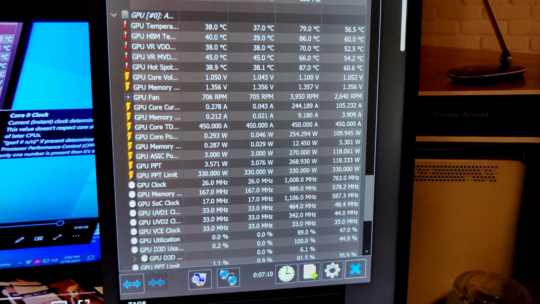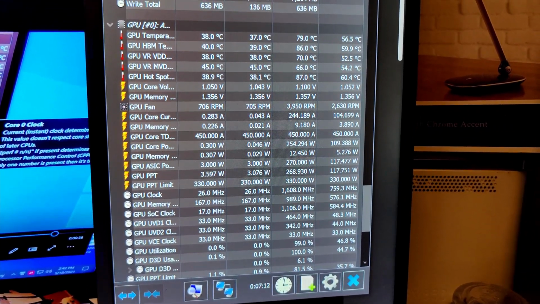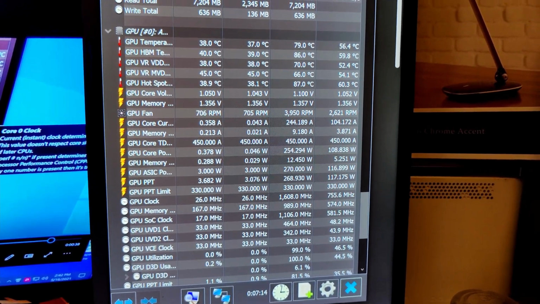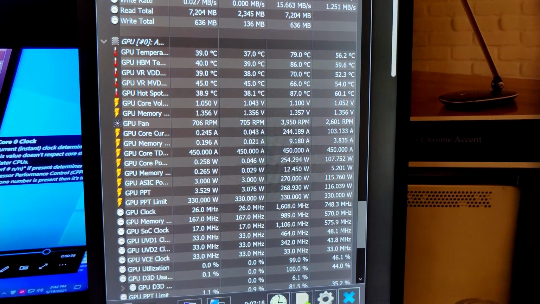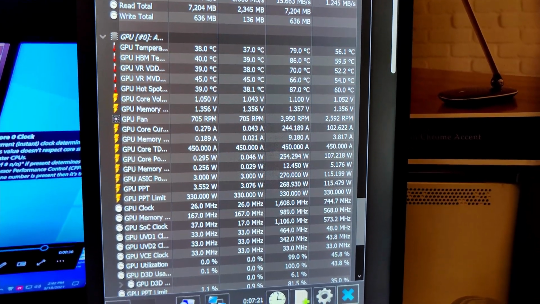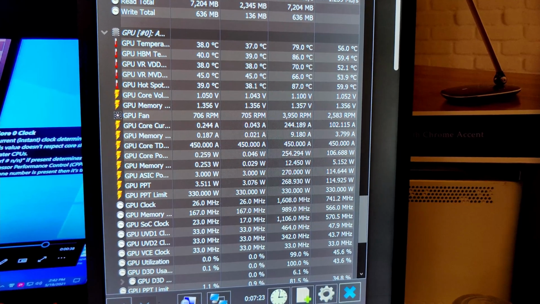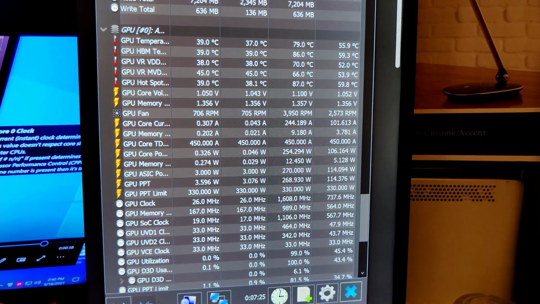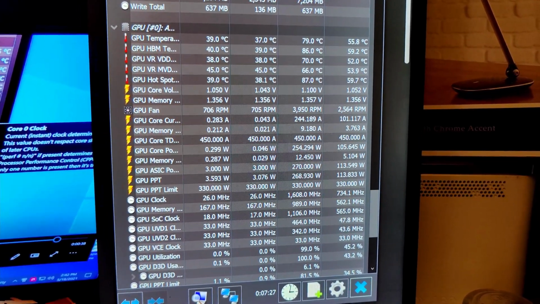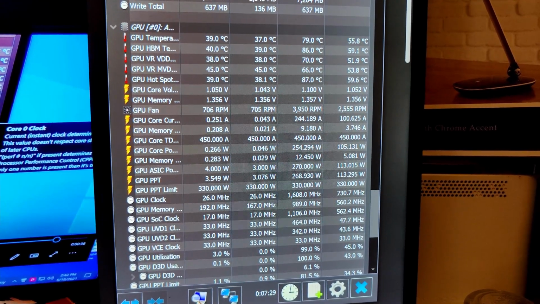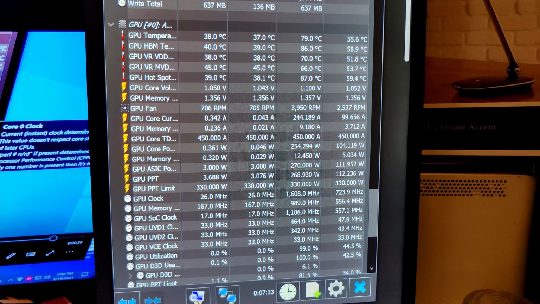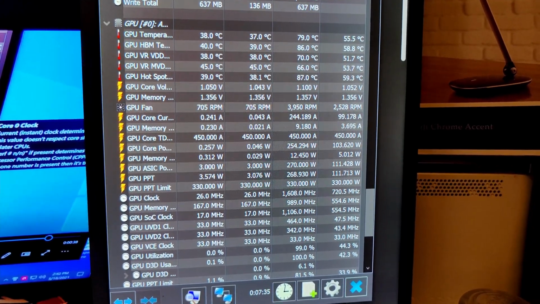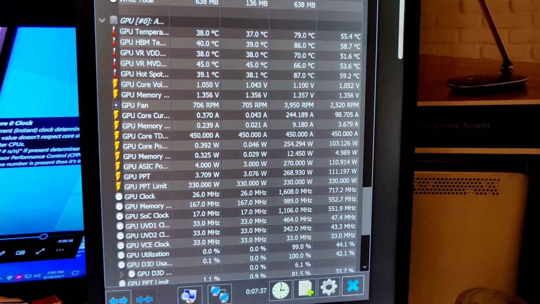And we're back, and it definitely did improve the temps. We got a max of 79 on the GPU itself. The HBM got up to 86. The voltage regulators got up to 70 and 66. And the GPU hotspot got up to 87. And the fan speed got up to 3950.